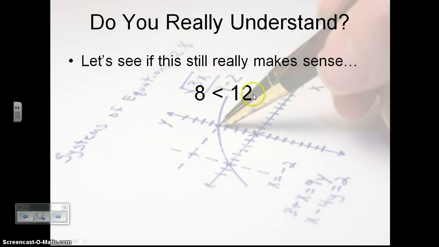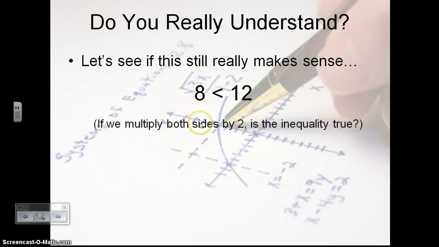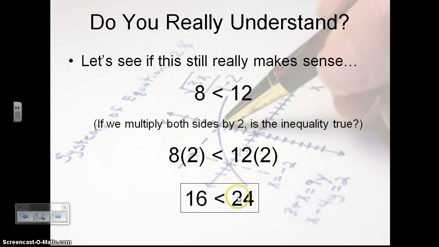8 is less than 12. Let's multiply both sides by 2. So we multiply both sides by 2 and we have 16 is less than 24. That is still a true statement. Notice that when we multiplied the 8 by 2, we also did it to the other side, because remember, whatever you do to one side, you must do to the other.